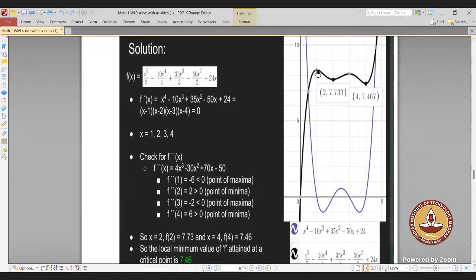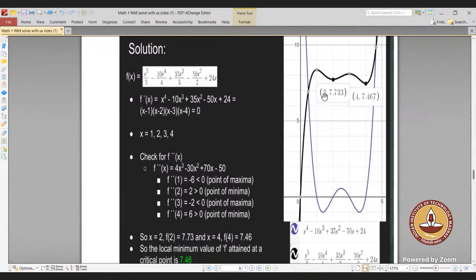Sir, why can we not say the local minima is 7.73? See, what is the local minimum? At this point, what is the minimum value, right? So what will be the minimum value? 7.6 is the least value, right? Compared to 7.73.